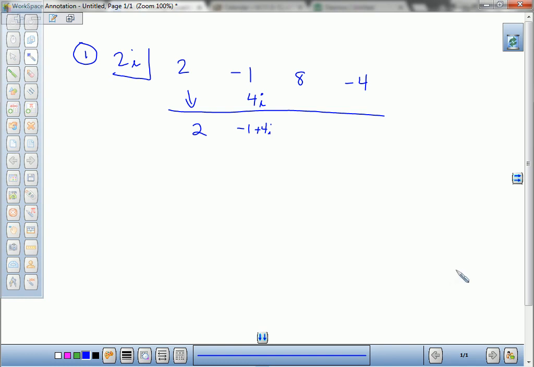So see how it's getting a little ugly right here in the middle? The middle gets ugly. All right. So now we have to do the same thing. We multiply this 2i times this. And I'm going to come over here and do this on the side. 2i times -1 plus 4i. So we're going to need to distribute here.